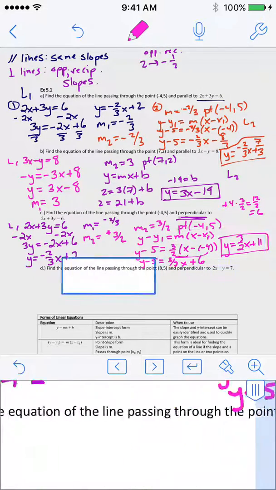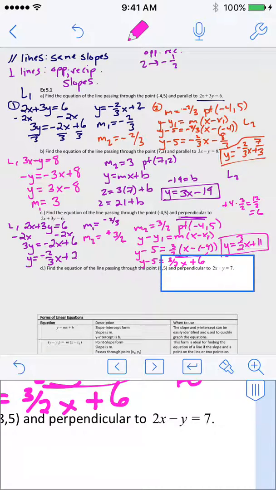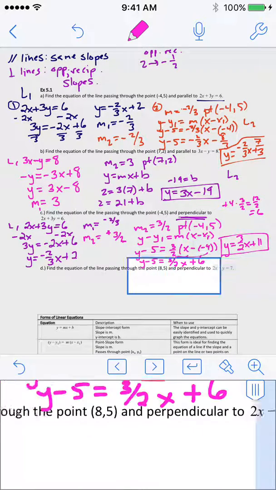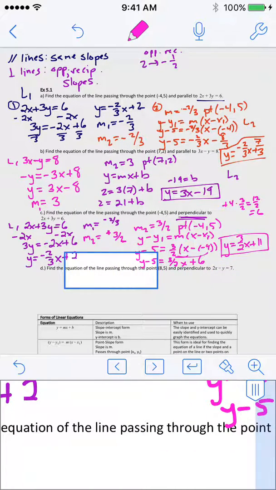Alrighty. This next problem is virtually the same, right? It's got just a different point, different equation. So I'm going to let you handle it, take a look at it, get questions answered, try it out. Go ahead and pause the video and give yourself a shot.